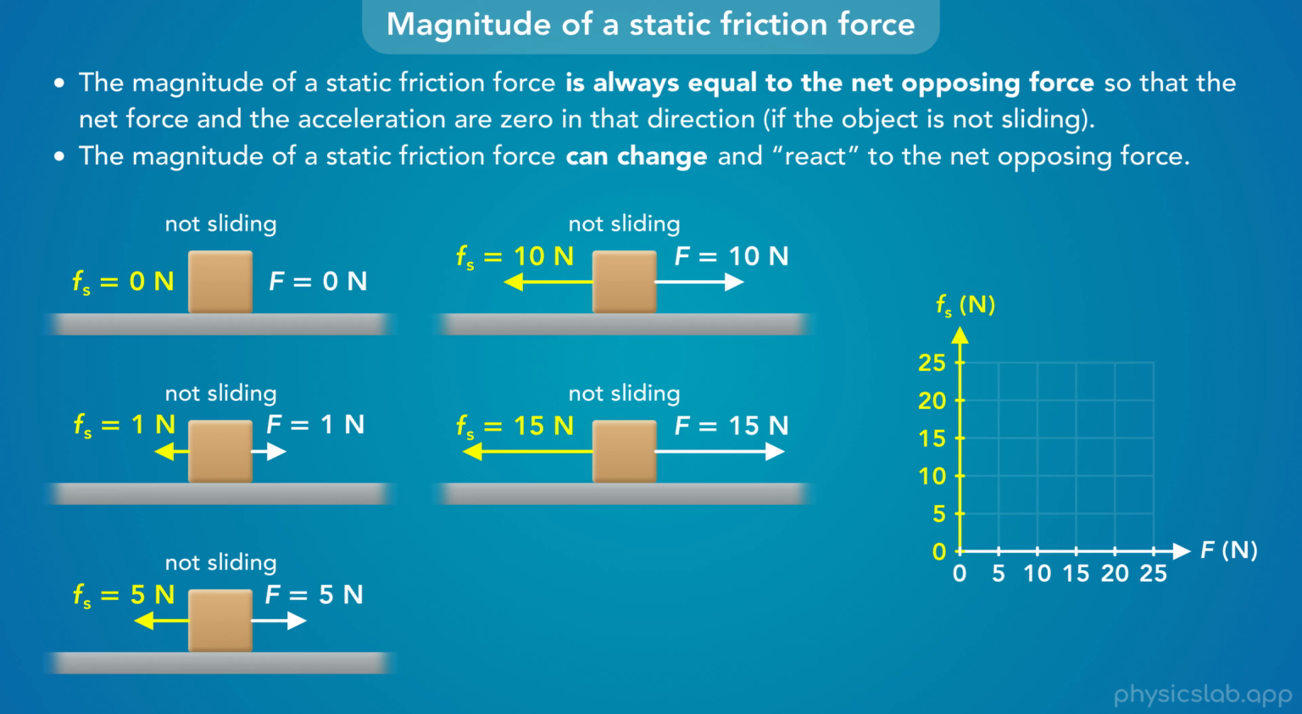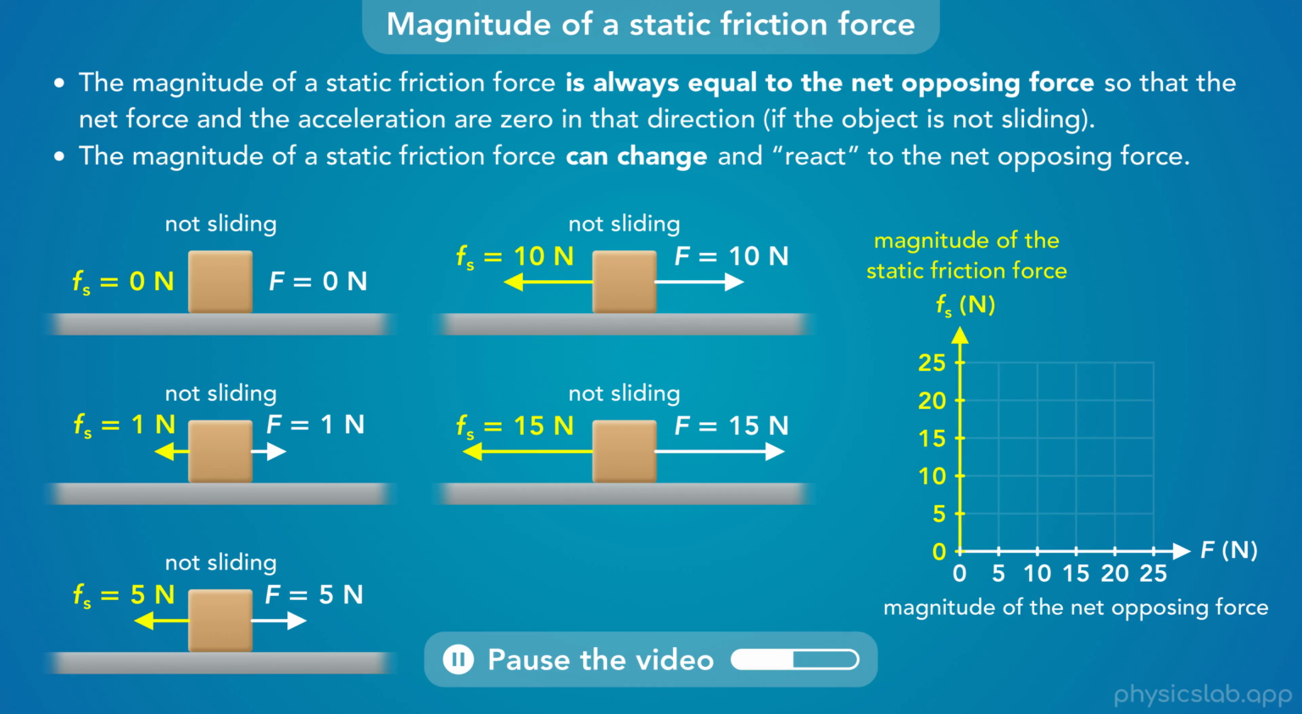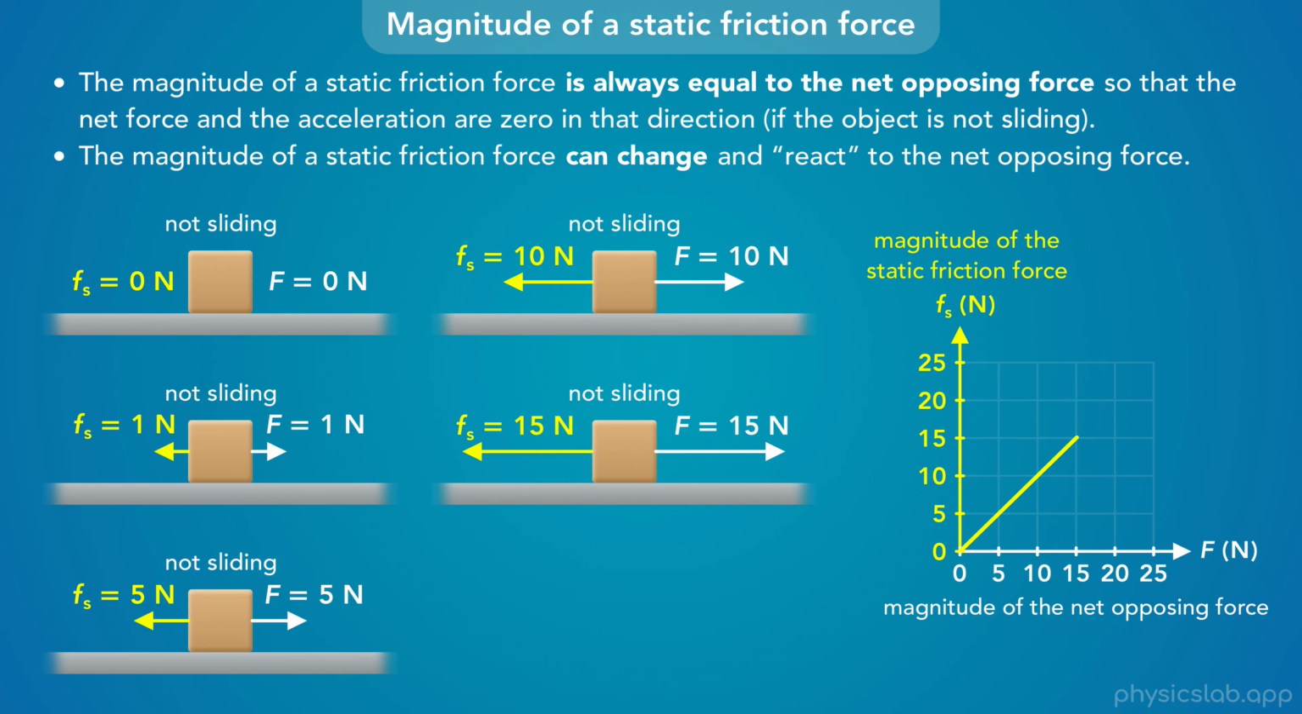Another way to look at this concept is with a graph. The horizontal axis is the magnitude of the net opposing force, F, and the vertical axis is the magnitude of the static friction force, Fs. Pause the video and think about what this graph will look like. As long as the object is not sliding, the static friction force is always equal to the net opposing force. So this graph is a straight line with a constant slope of 1.